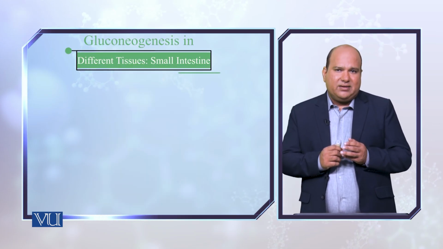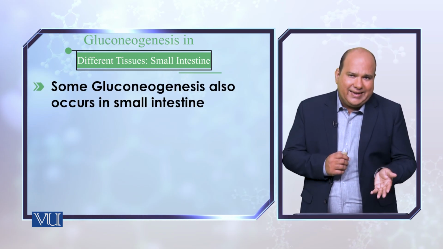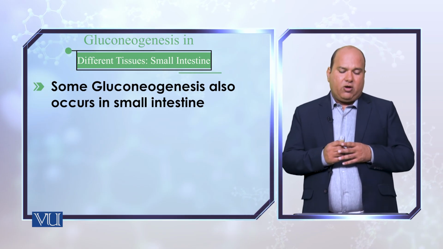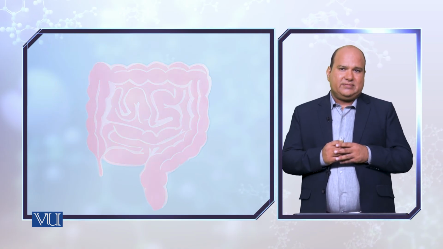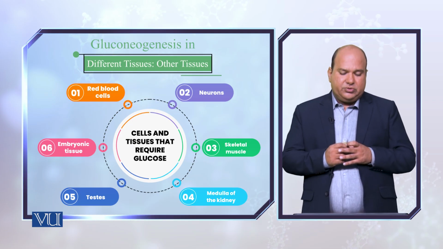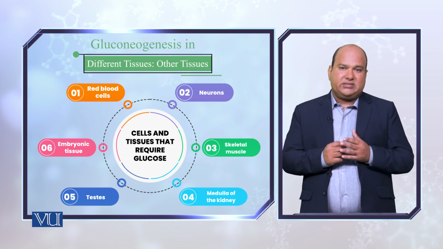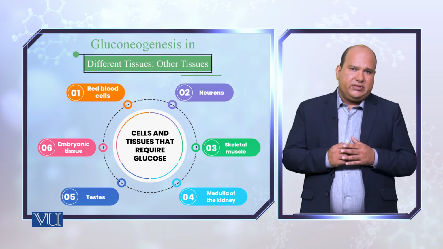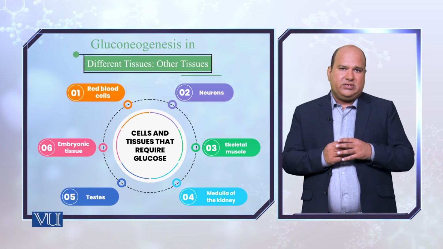Then thirdly, there comes the intestine, of course to a much lesser extent as compared to the liver and kidney, but still it is somehow involved to some extent in gluconeogenesis. Then there are certain other tissues like embryonic tissues, testes, medulla of the kidneys, skeletal muscles, neurons, and red blood cells. These are also parts of the body where to some extent gluconeogenesis takes place.